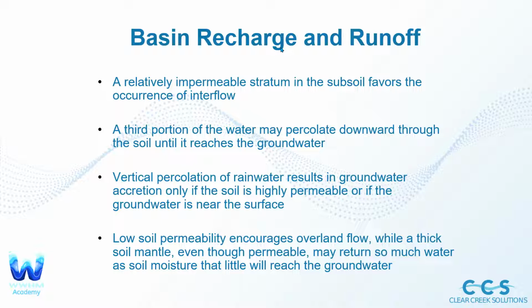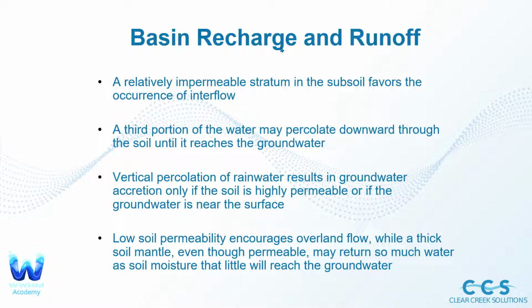A third portion of the water may percolate downward through the soil until it reaches the groundwater, but depending on your soil type, that could either happen really quickly or take quite a long time to happen. So vertical percolation of rainwater results in groundwater accretion only if the soil is highly permeable or if the groundwater is near the surface. So if your groundwater table is very high, obviously the water is going to get to the groundwater very quickly, or if the percolation is quite high.